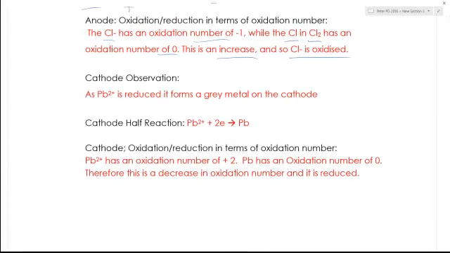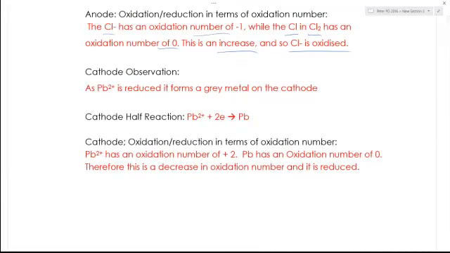Meanwhile at the cathode, the observation is a grey metal on the cathode will form. That's true for many metals, that colour obviously. In terms of the reaction, simply Pb2+ + 2 electrons forms Pb. Now if there's just one electron, remember you may have to multiply one of the half reactions by 2 to balance the electrons and cancel them.